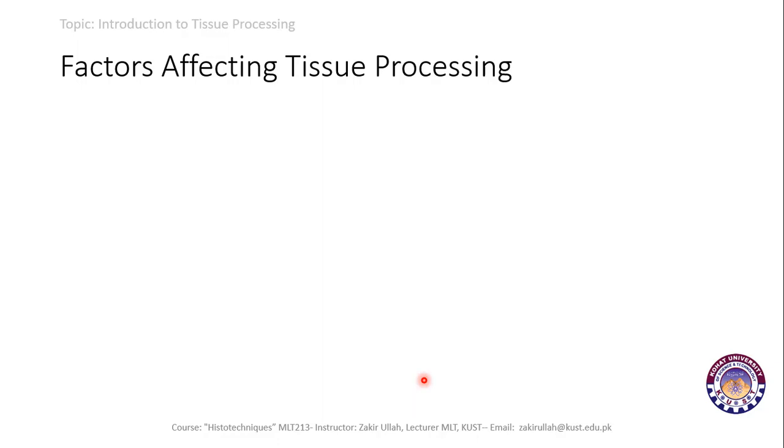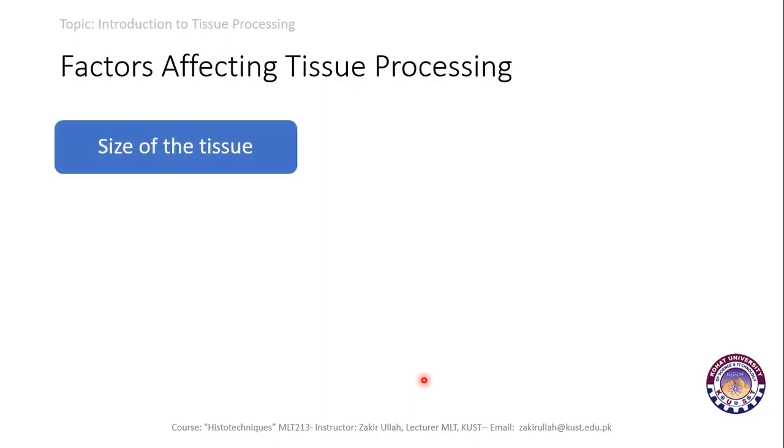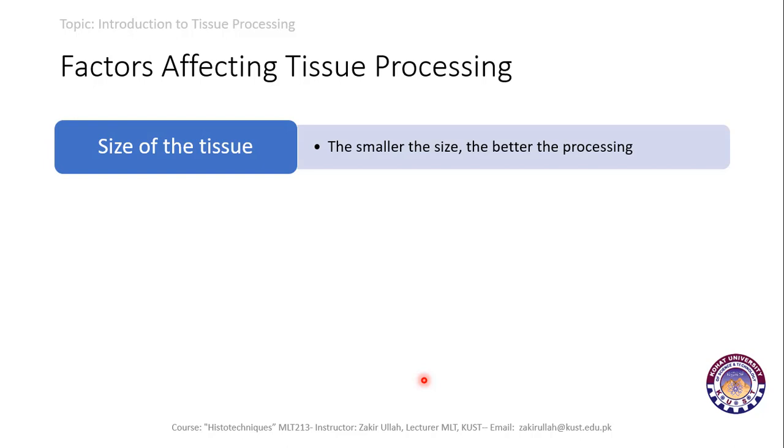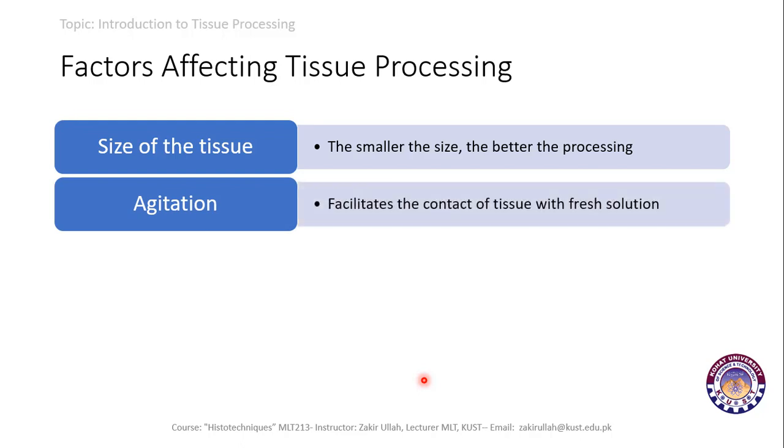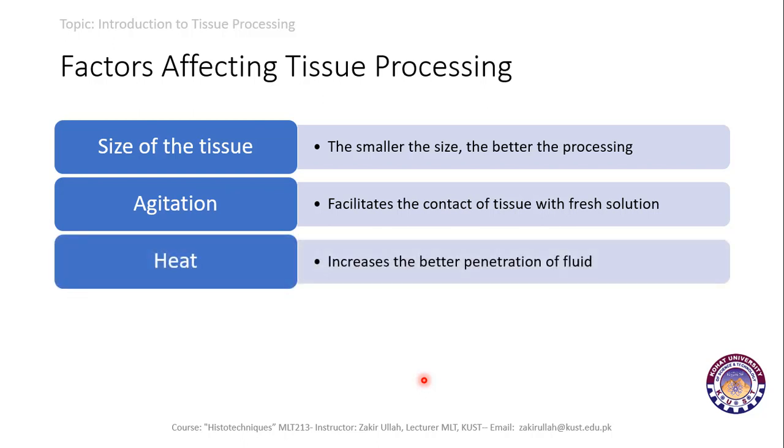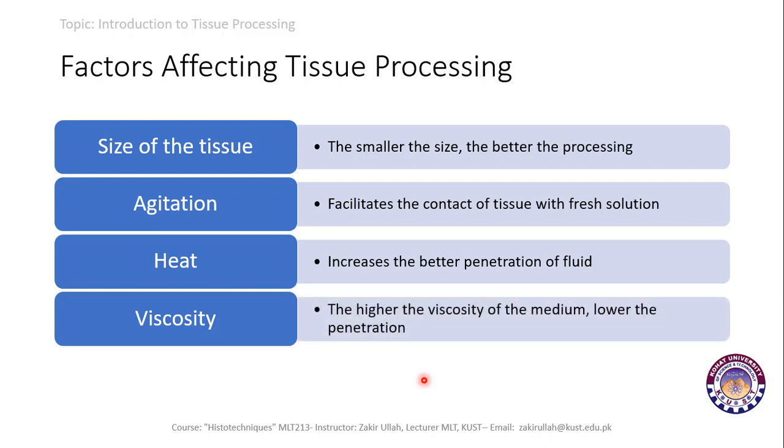The different factors that affect tissue processing: the size of the tissue. The smaller the size, the better the processing. Agitation facilitates the contact of tissue with the fresh solution. Therefore, the process of tissue processing is made faster by agitation. Heat also increases the penetration power of the fluid, so it can also be used, and it also affects the process. Viscosity of the medium also affects the processing, and the higher the viscosity, the lower the penetration.